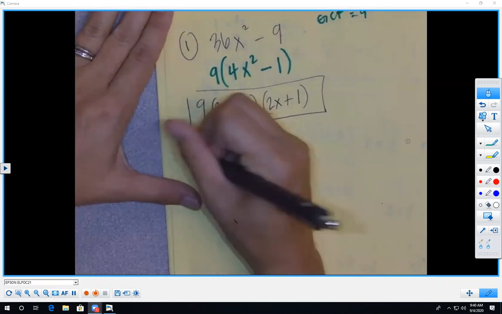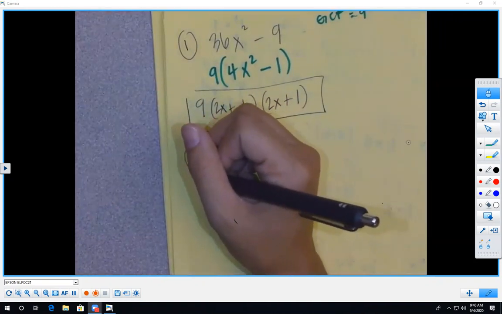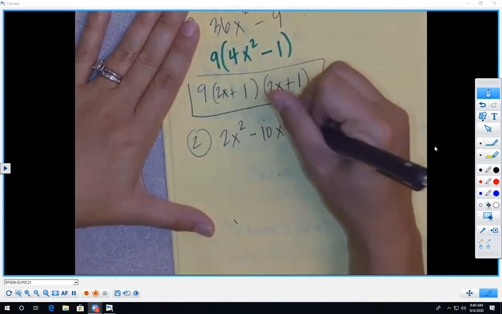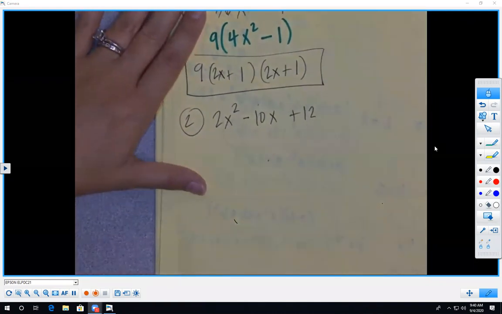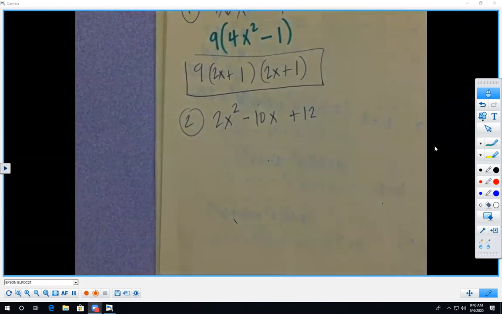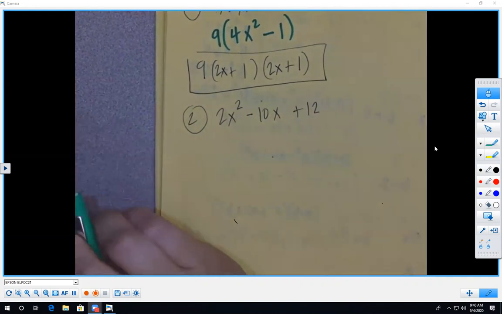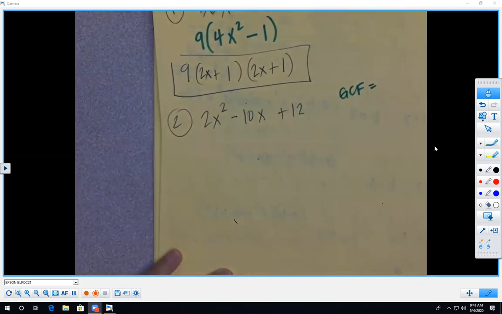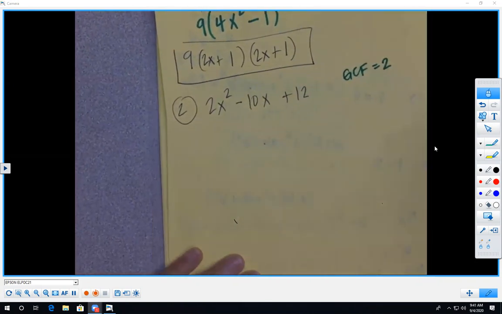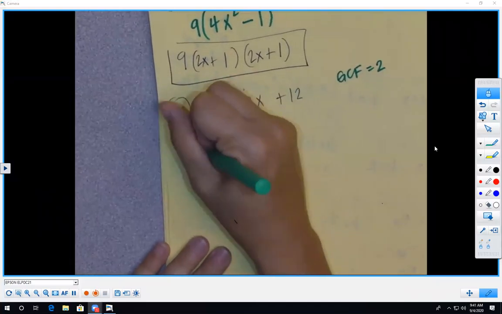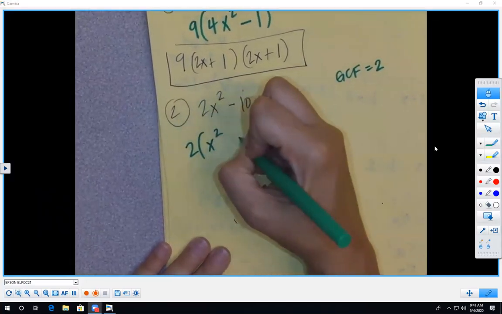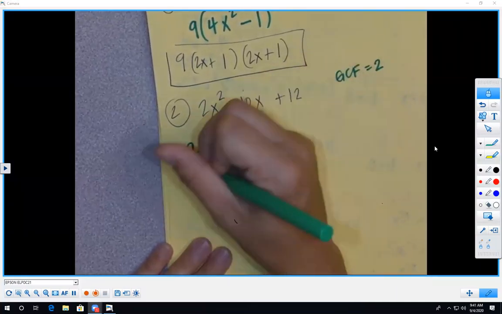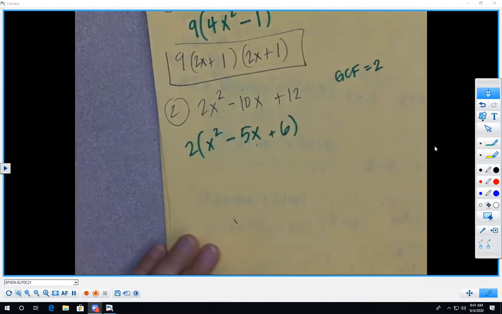Okay, let's do another one. What about if I had the problem 2x squared minus 10x plus 12? First step, does it have a GCF? Yes, it does. What is the GCF here? 2. I can take out a 2 from everything. So let's pull out a 2. When I take out a 2, left over is x squared minus 10 divided by 2 is 5x plus 12 divided by 2 is 6.